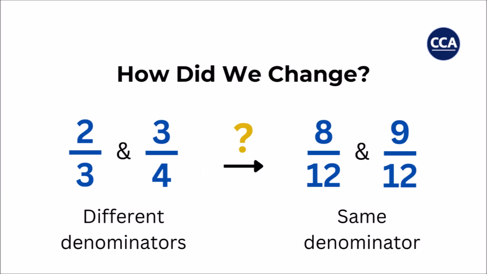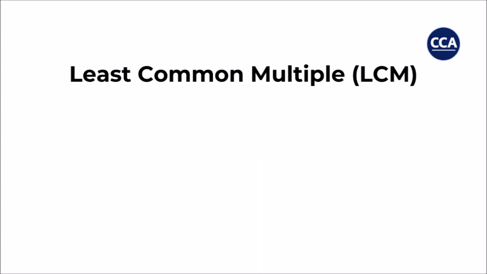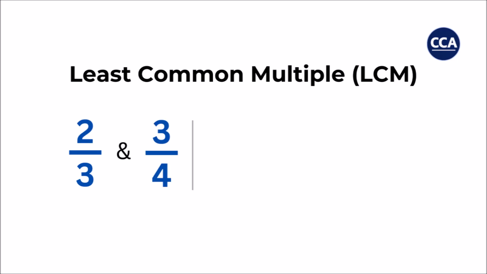But the question is, how did we change two fractions with different numerators and denominators into two fractions with the same denominator? Well, the answer is quite simple. We did that with the help of LCM, the least common multiple. First, we find the common denominator of the fractions using the LCM. Let's take the same example, 2/3 and 3/4.